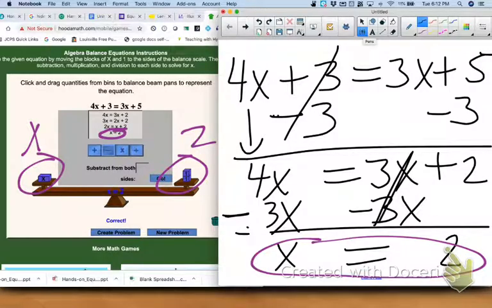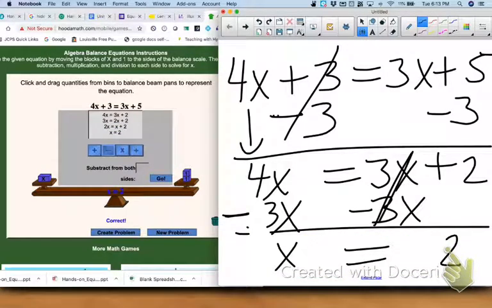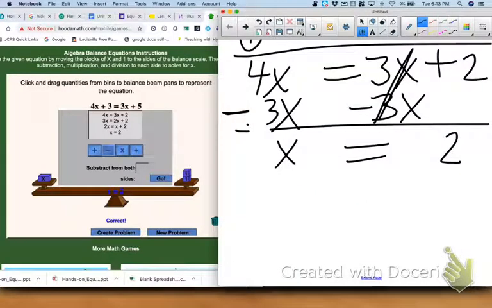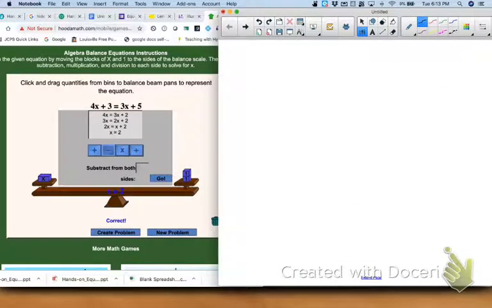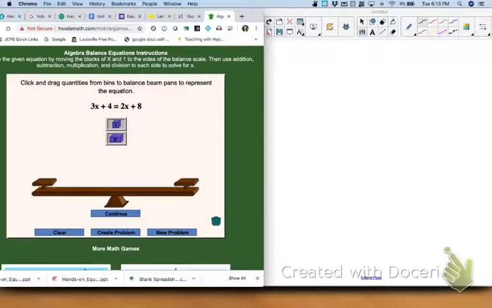So your job for this task is to do exactly what I just did, and you're going to do it with 10 different problems. So you are now going to go to your app. You're going to click New Problem. It's going to give you a new problem, and you are going to build the equation, solve the equation, and document your steps exactly the same way that I just did.